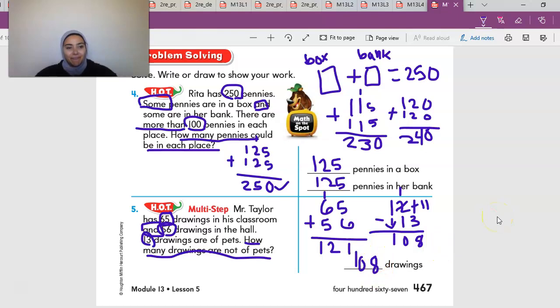108. So guys, this is all you have to do. It looks like it's hard and it's so many steps, and oh my gosh, it's really not, I promise. It's all about breaking apart the information. If you can just read it slowly and break apart what you know, draw models. For this problem, you have to draw a model or you're not going to get it.